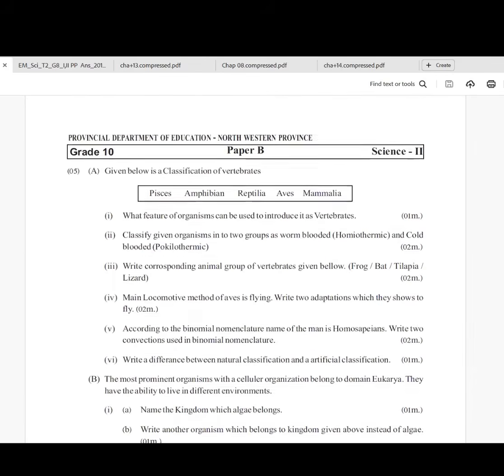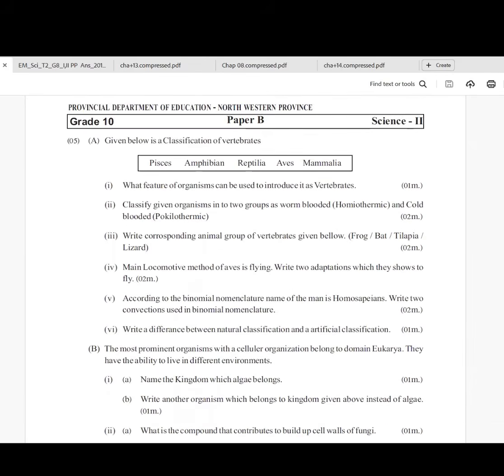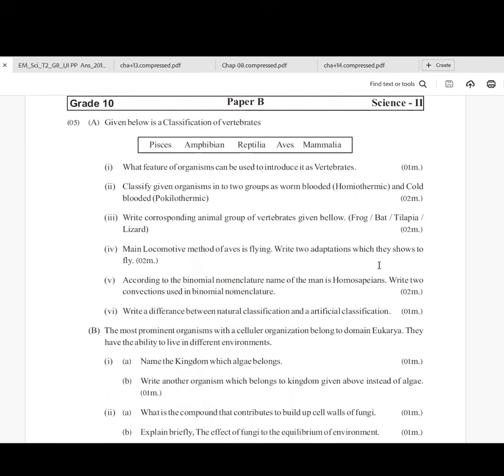Question number 5. Given below is the classification of vertebrates: pisces, amphibia, reptilia, aves, mammalia. What features of organisms can be used to identify them as vertebrates? Presence of vertebral column.